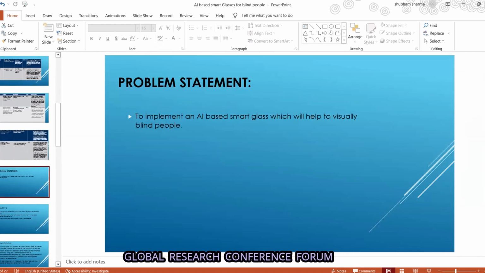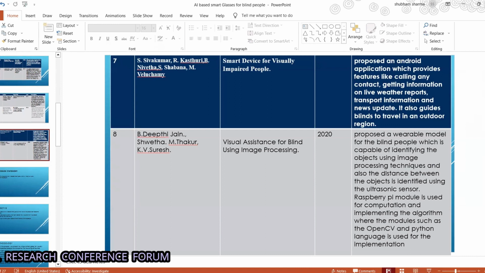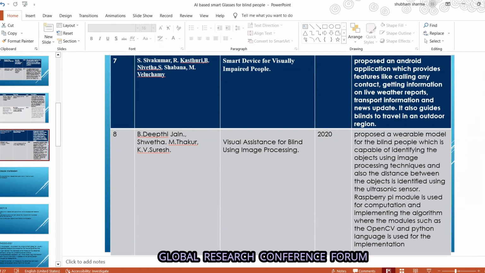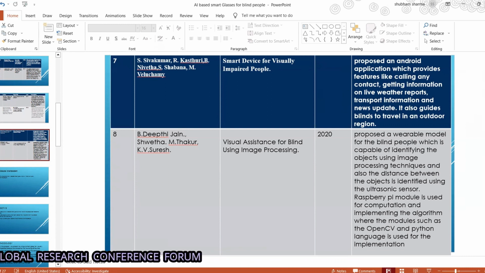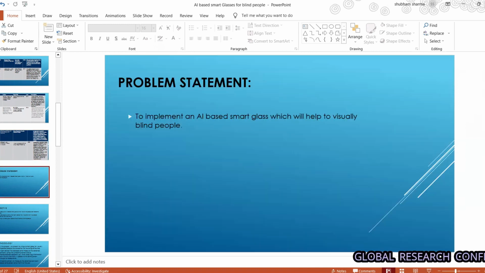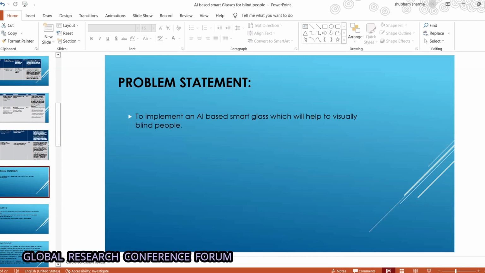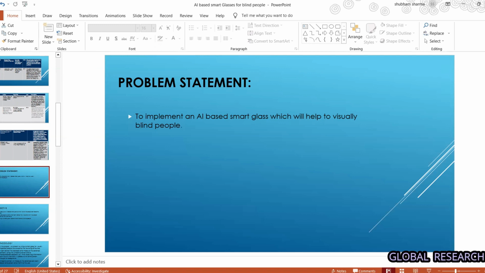So in our project, what we will add new is that we will trace the live location of the visually impaired person. Suppose in an emergency that person needs help, he can call the caretaker or a family member to help him. We have defined our complete problem in one sentence: we will implement an AI-based smart glass which will help visually impaired people.